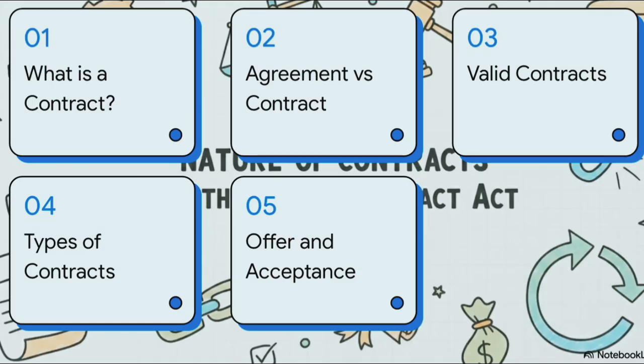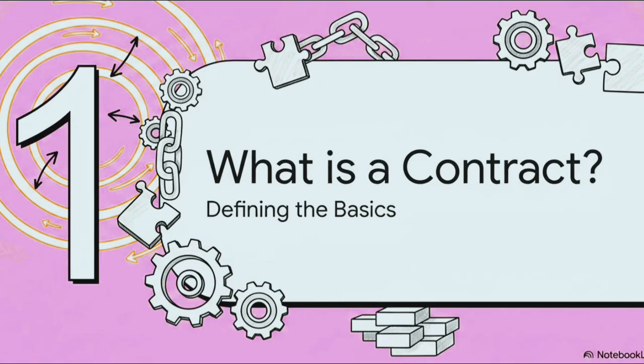All right, here's our exact game plan for today to get you fully prepped for the ICAI pattern. We'll start with what a contract actually is, compare it directly with an agreement, map out the absolute essentials of a valid contract, break down the different types, and then wrap it all up with offer and acceptance. Simple, right? Let's go. Section 1.